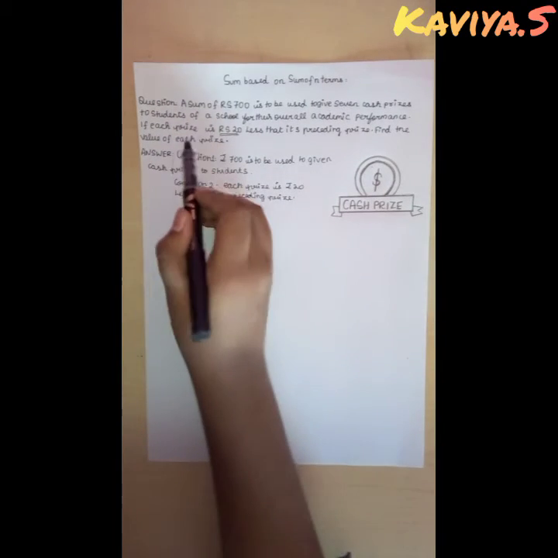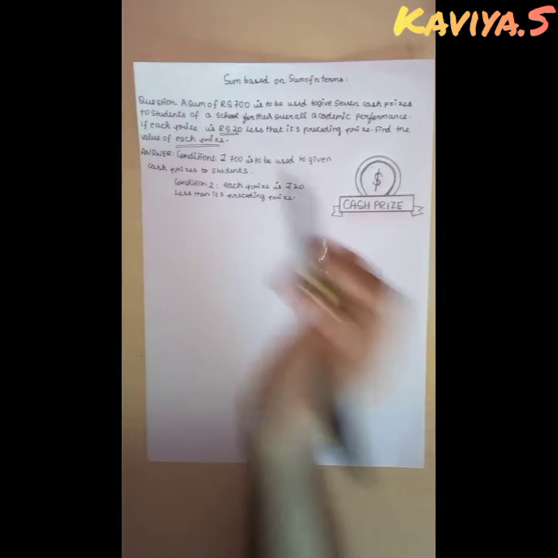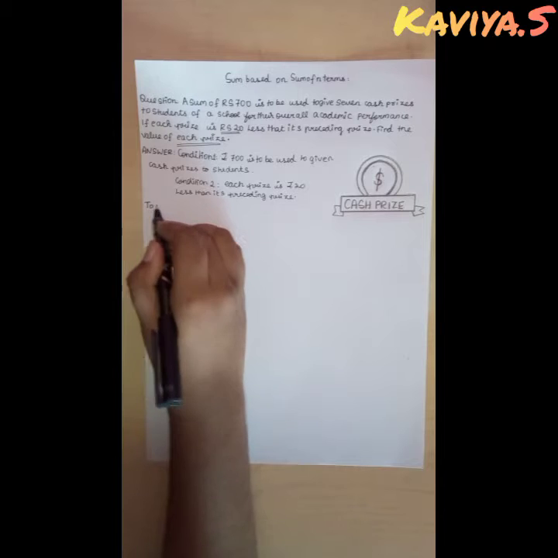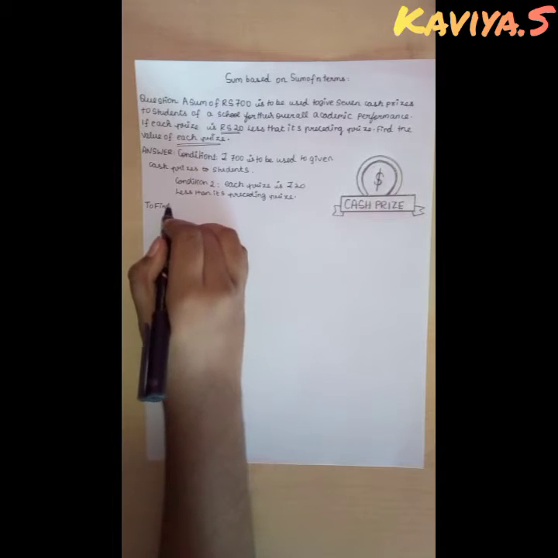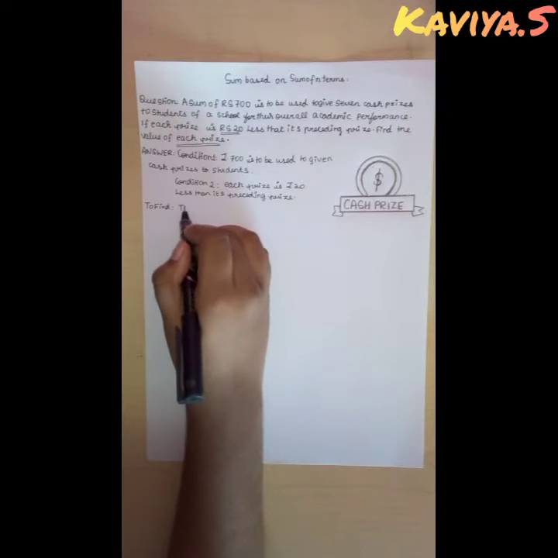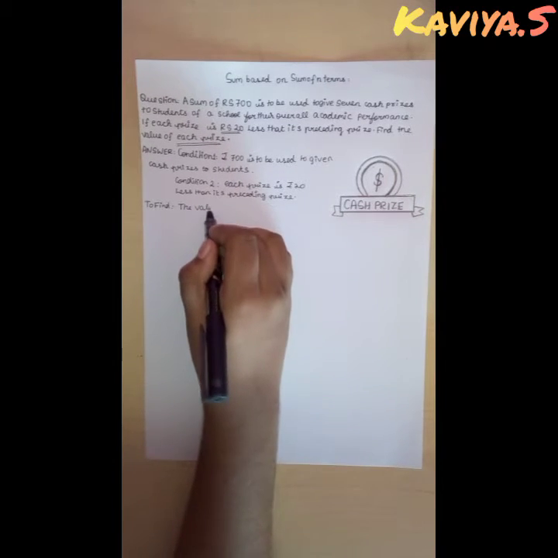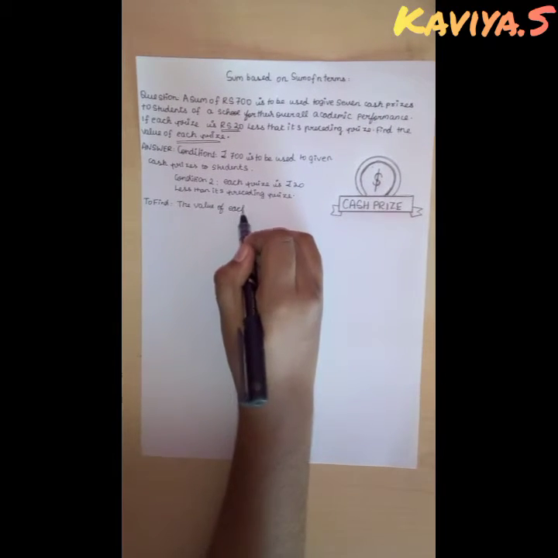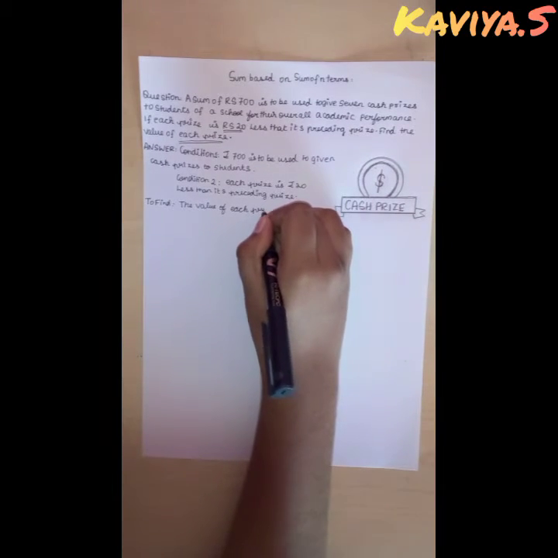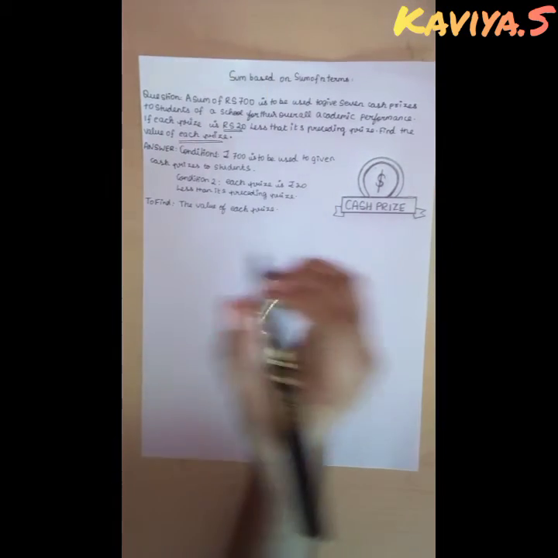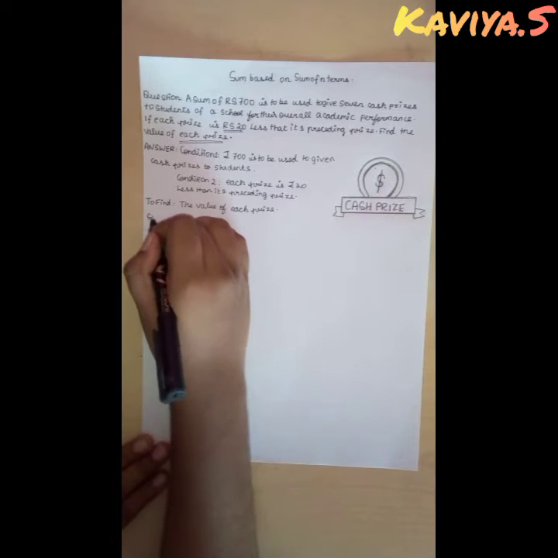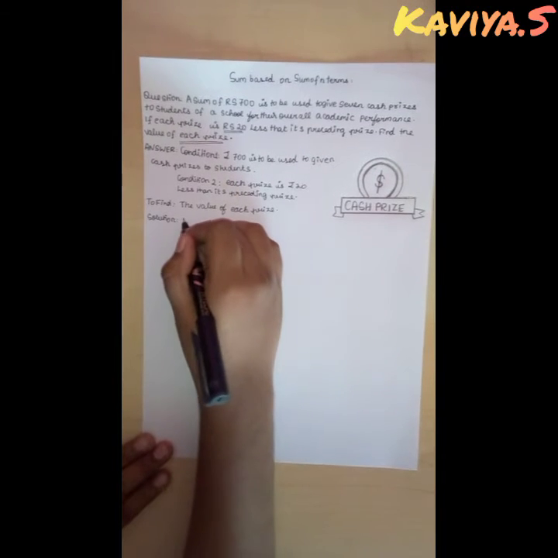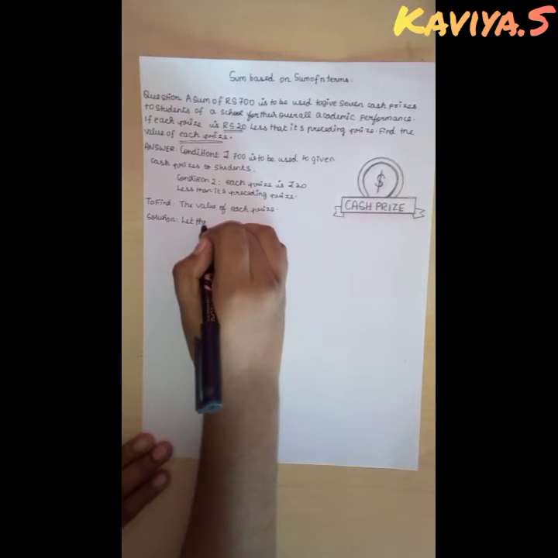Now let's write what is to be found. So in the question it is given as find the values of each prize. So let's write to find the values of each prize. So now we have written all the given details. Let's move on to the solution part.